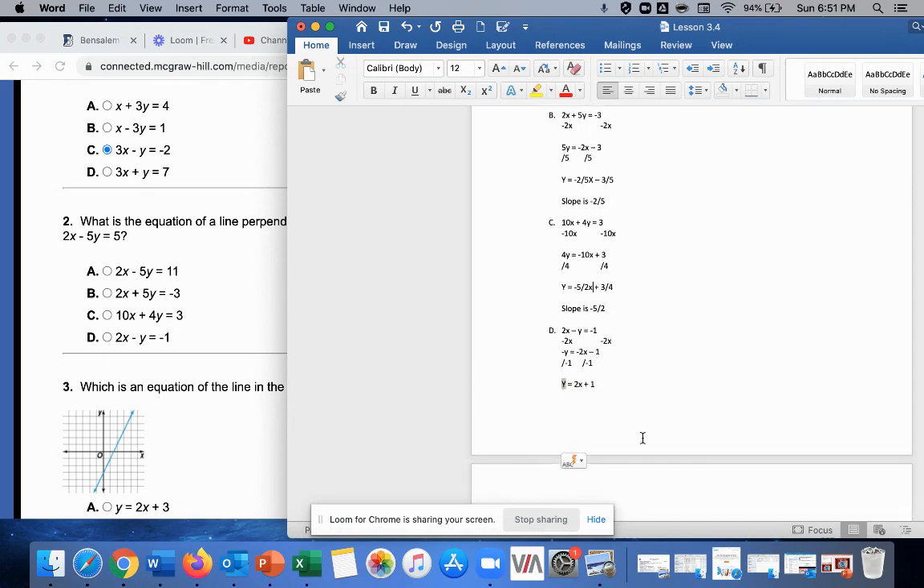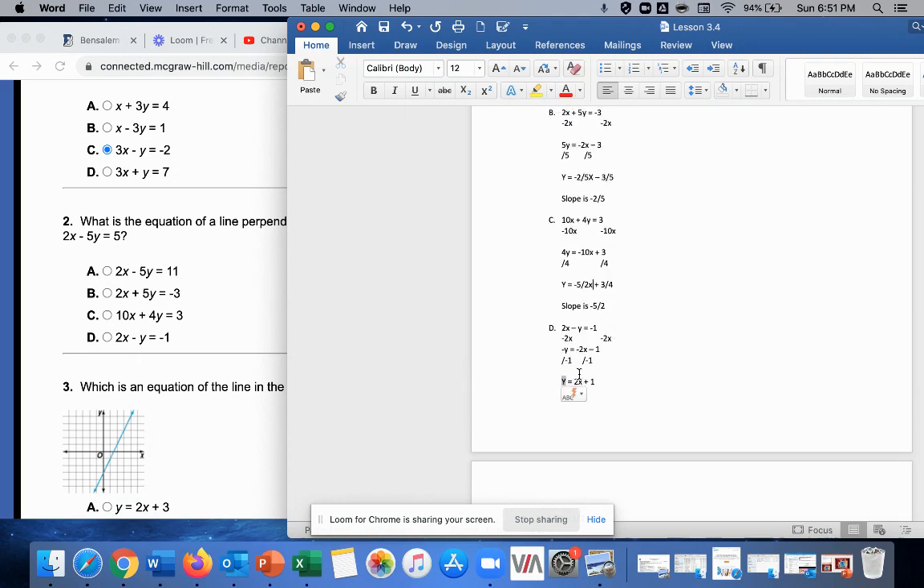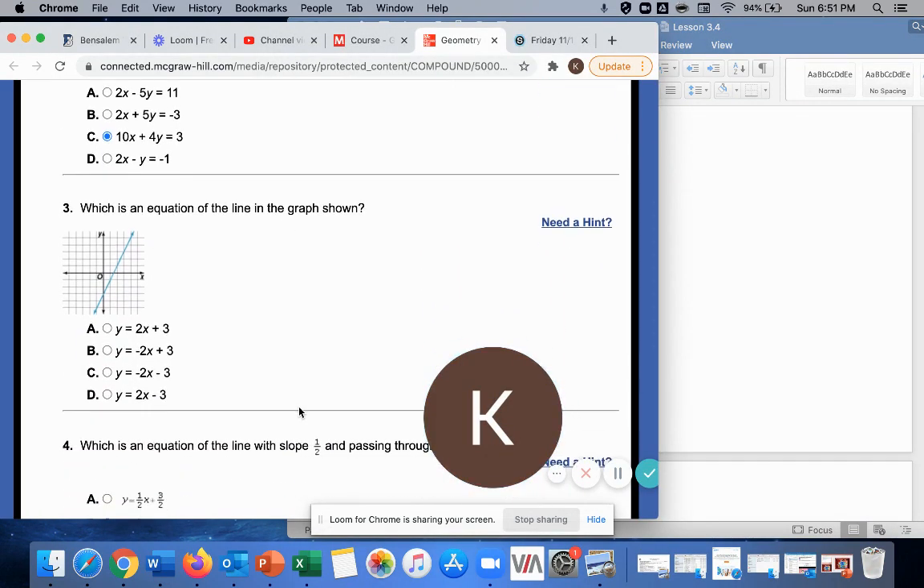Y equals 2x plus 1. Slope is 2. I just didn't write it down. Slope is 2. All right, so that must mean that C is our correct answer. All right, which is an equation of the line in the graph shown?